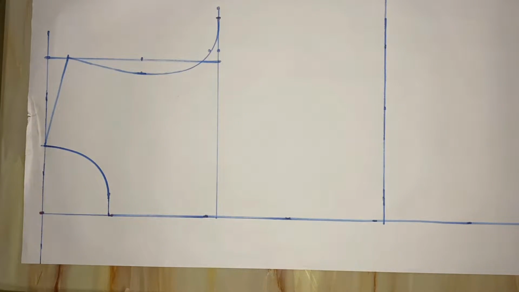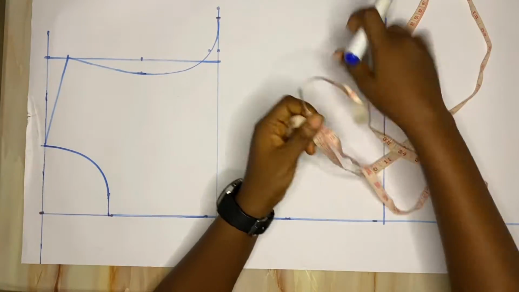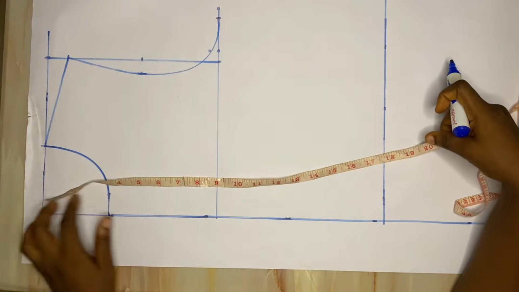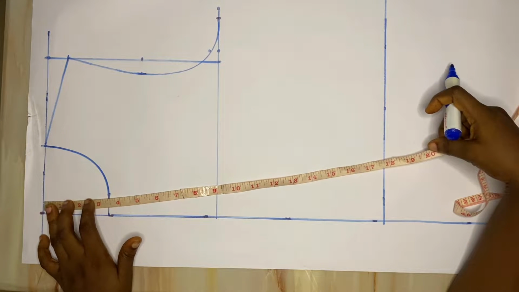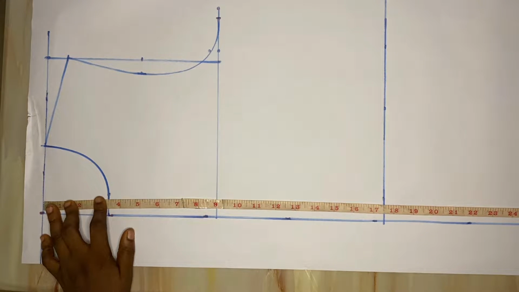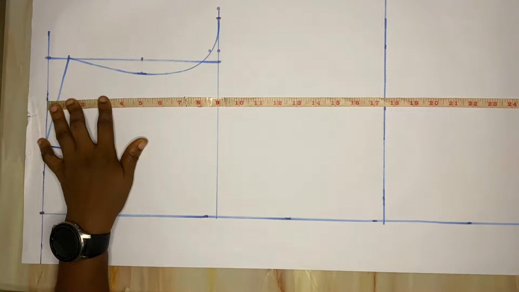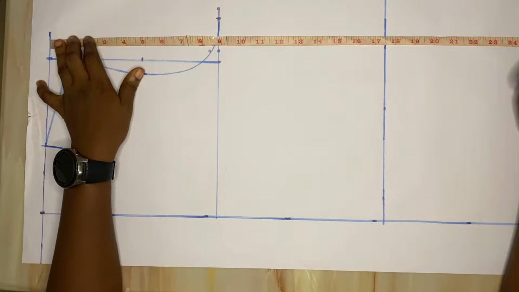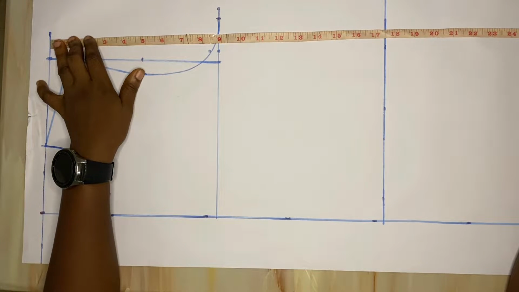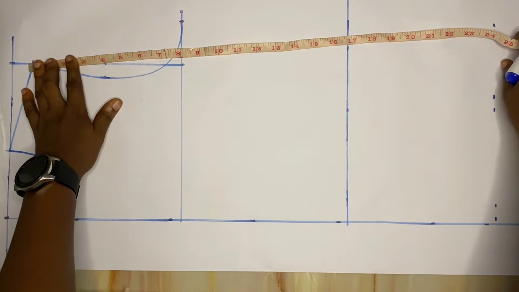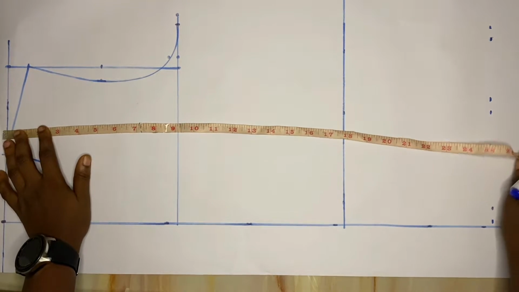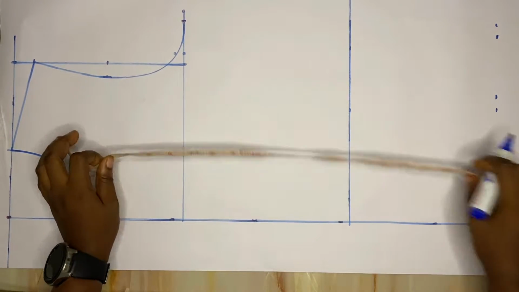So next is to mark out the shirt length. So make sure you measure how long you want your shirt to be, where you want your shirt to stop on your body, or measure it on your client's body where you want the shirt to stop. So for this, I am working with 25 inches as the shirt length. It can be longer than 25 inches depending on what you want. It's your choice, it's your decision to make how long you want the shirt to be.